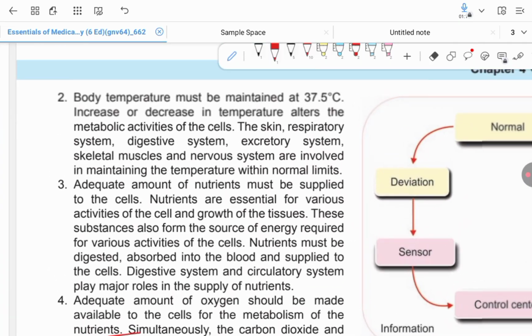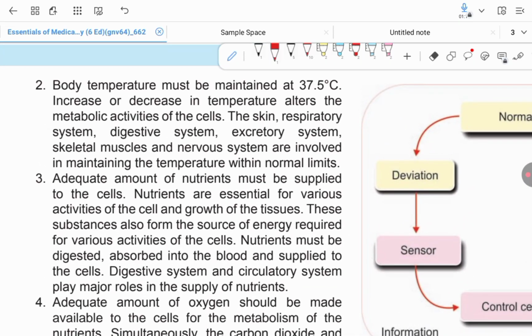The second one is body temperature. Body temperature is regulated by the hypothalamus. The hypothalamus is a part of the endocrine system; we will discuss it in further lectures. The normal body temperature is 37.5 degrees. Increase or decrease in this temperature alters the metabolic activity of the cell.